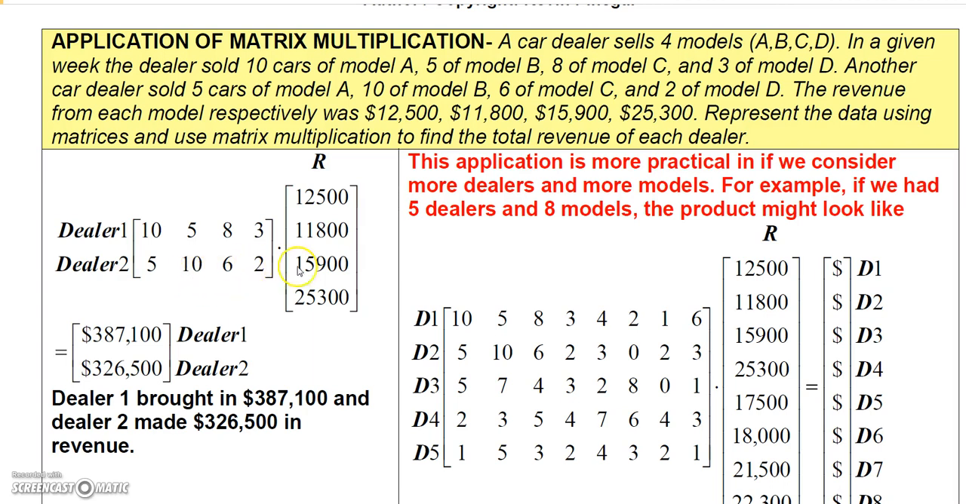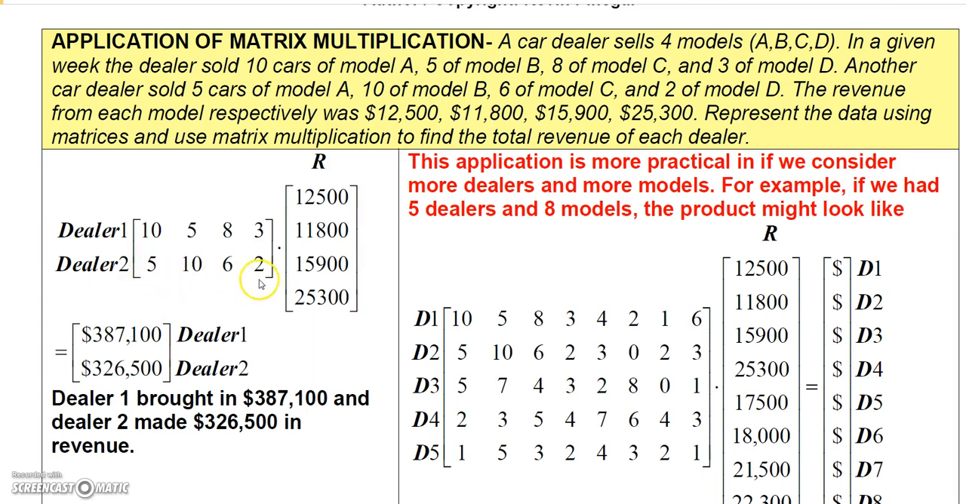If you just multiplied these two matrices together, it would take the 10 model A's that dealer 1 sold times their revenue, plus the 5 model B's for dealer 1 times that revenue, plus the 8 model C's they sold times that revenue, plus the 3 model D's they sold times that revenue, and it would just add up the total revenue for dealer 1.